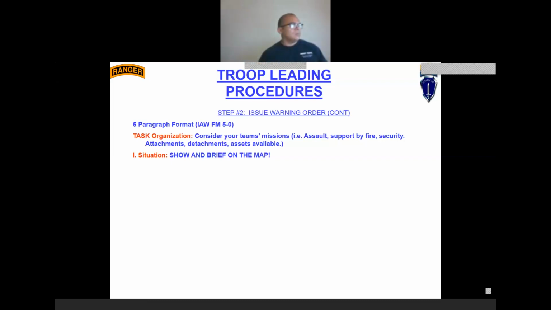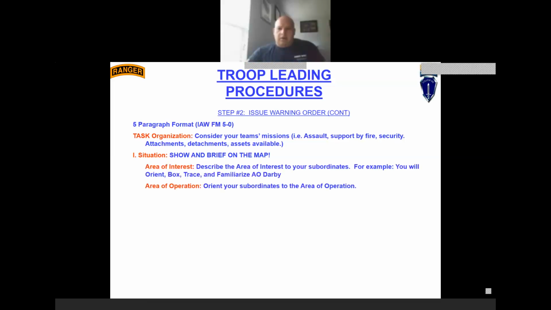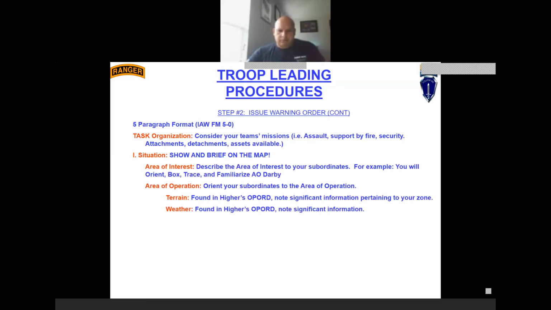Inform them of any major weather or terrain in there that was pulled from higher's order. And that's where, right here: enemy description and location. You're going to let them know the locations of the enemy, including who, what, and where. Provide necessary information and effects and plan the patrol.